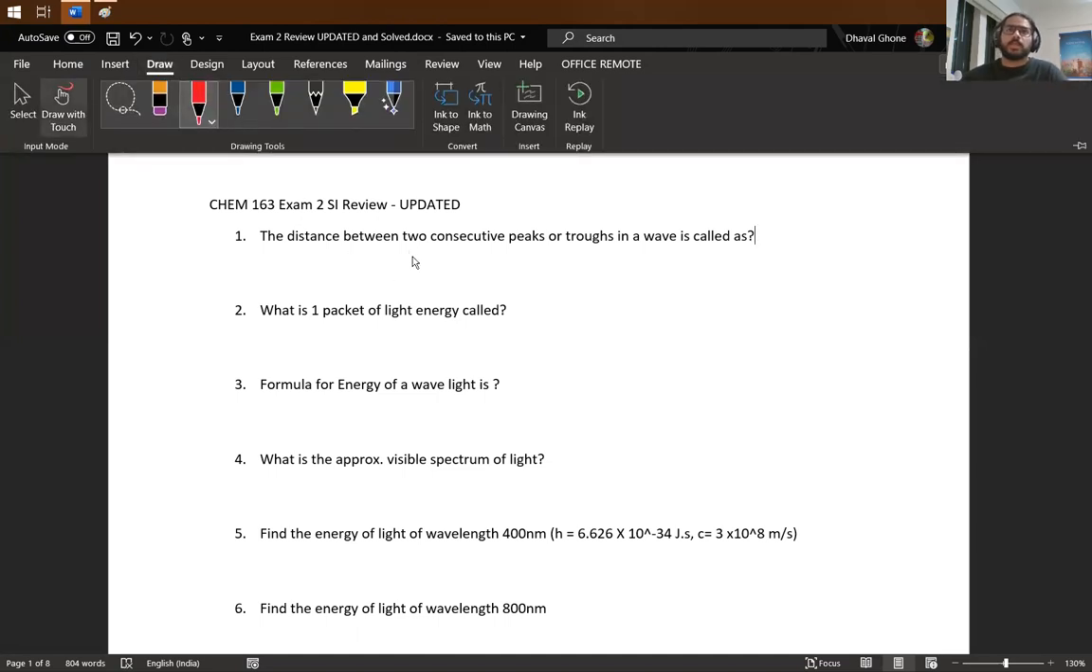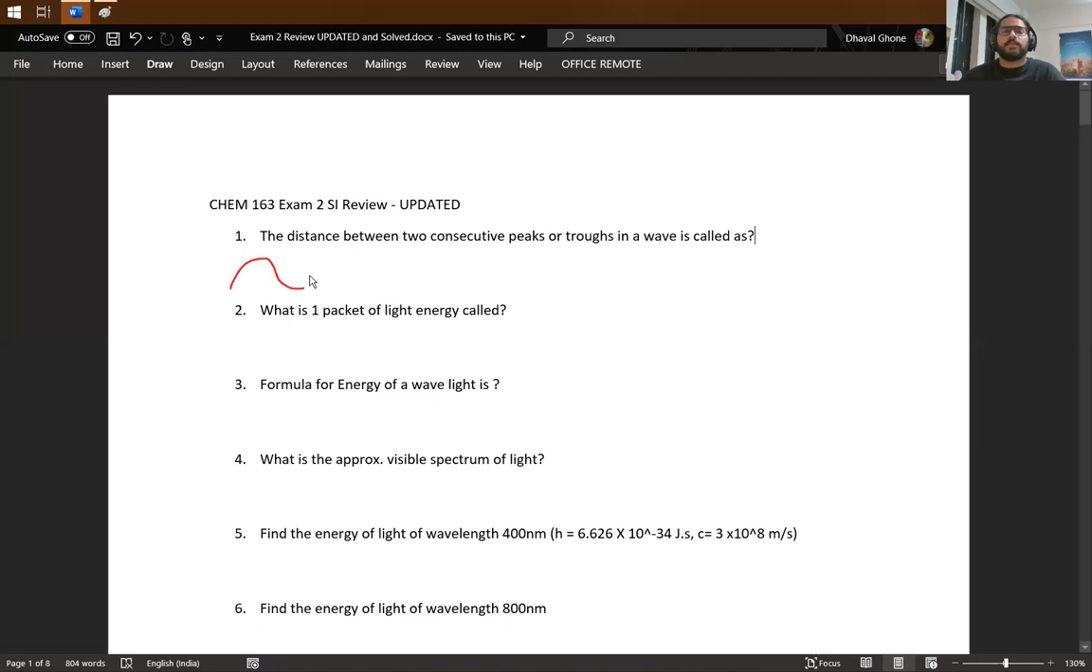So question one: the distance between two consecutive peaks and troughs in a wave is called what? In a wave, we have peaks and we have troughs. The distance between consecutive peaks or consecutive troughs is called the wavelength. Since it's a length, it's measured in either meters or most probably in nanometers.